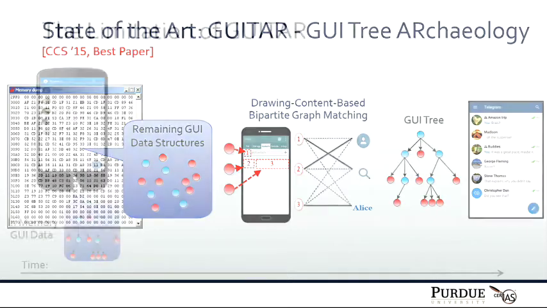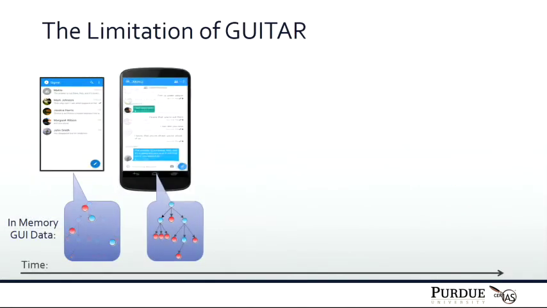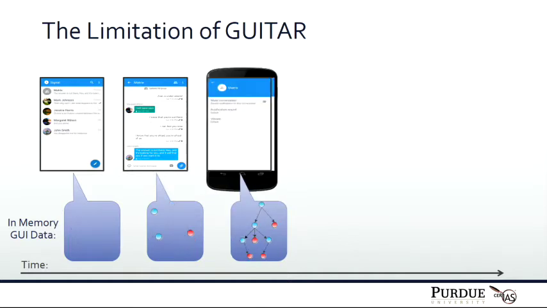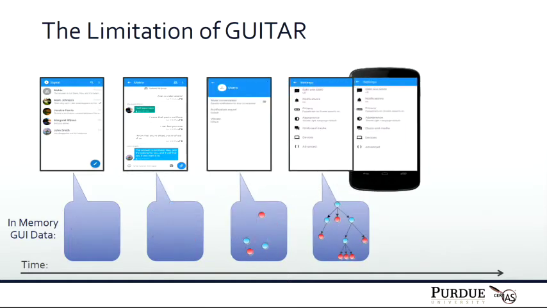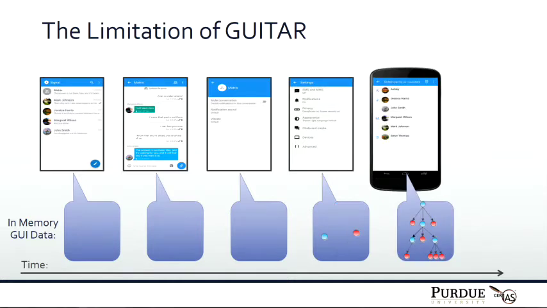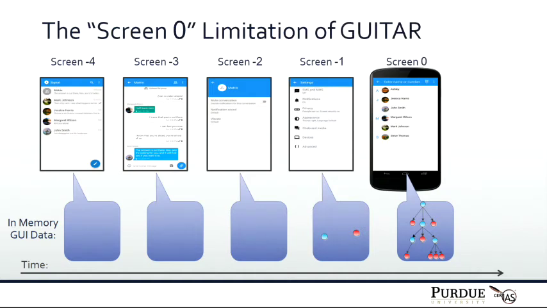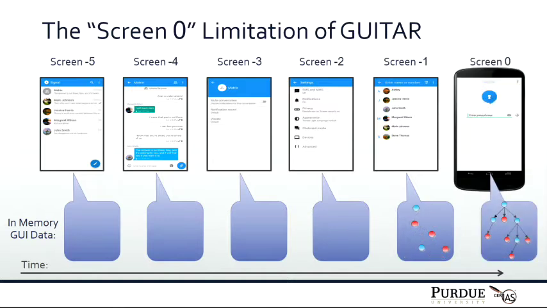And because of that, Guitar comes with a very serious limitation. For every new screen that an application displays, it's going to overwrite and destroy the GUI data structures from the previous screens. So no matter how many screens an app displays, Guitar will always be limited to only the most recent one. If we number these screens backwards in time, then we can say that Guitar is limited to only screen 0 and none of the previous. And what's even worse, if the suspect has already logged out, like we just saw in that video, then that screen 0 is going to be of no use to investigators.